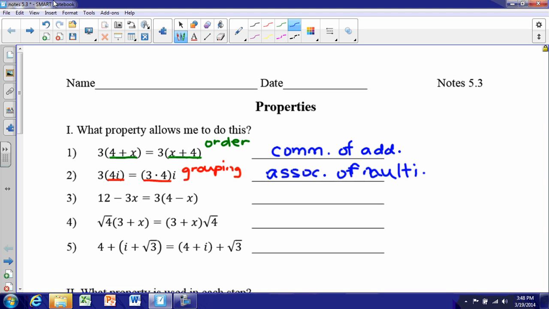All right, then I look at number 3, and I try to see what's different from one side to the other. It doesn't matter which side it's on. If you look at the right, the 3 was outside parentheses, and if you distribute it, you actually get the left. So this is the distributive property. Again, you can abbreviate. Okay, that's supposed to be a D.